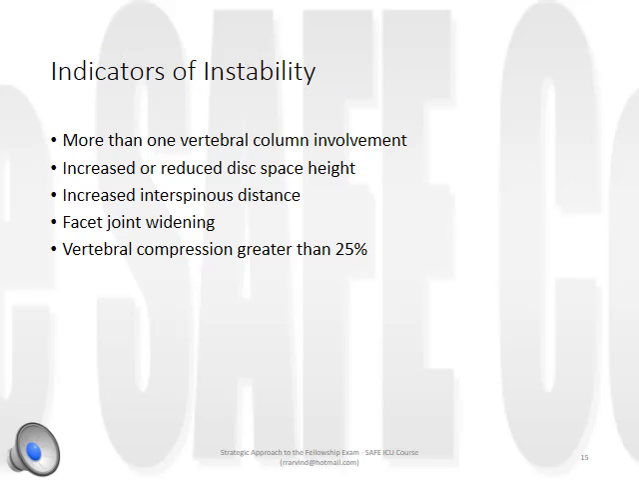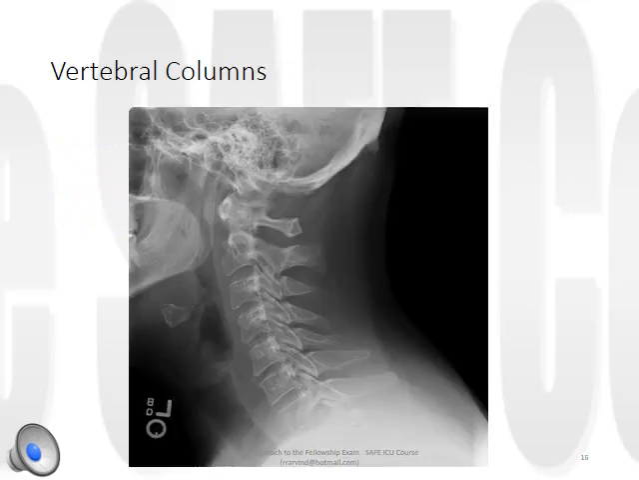Now that we've had a look at normal examples of all of the different views of the X-ray or CT, we can consider abnormal imaging and what the indicators of instability might be. So if more than one vertebral column is involved, or there's an increased or reduced disc space height, or an increased interspinous distance, facet joint widening, or vertebral compression greater than 25%, these are all indicators of instability.